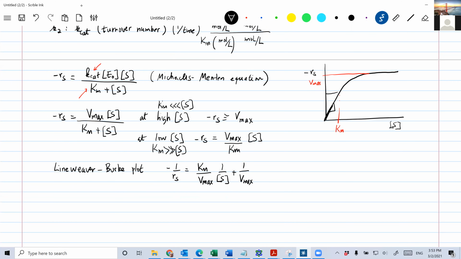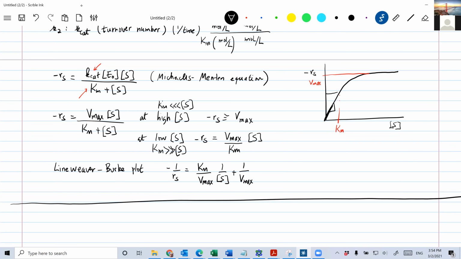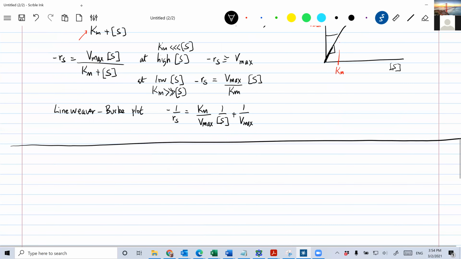Now, before we move on, we wanted to talk about some types of inhibition, inhibition of enzymes. And the nice thing here is that everything you've learned so far allows you to look at different types of enzyme inhibition. So that makes things a little bit more accessible.